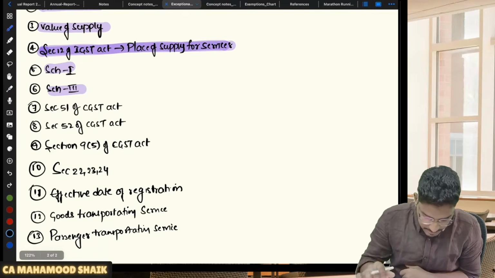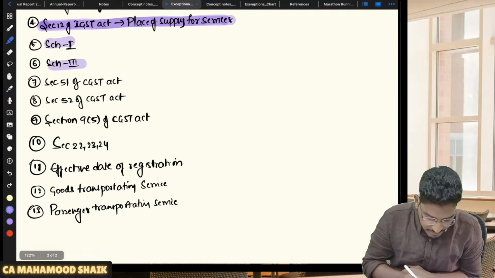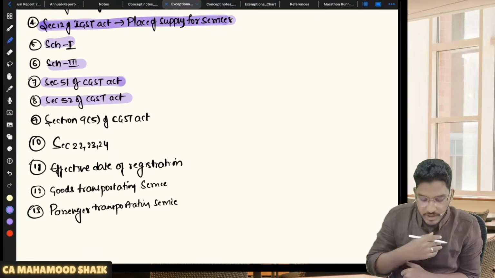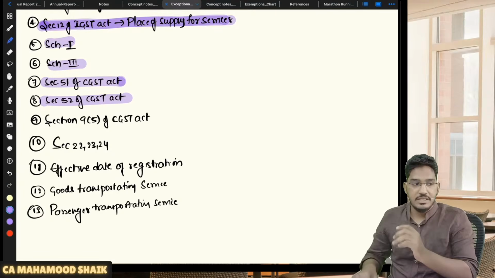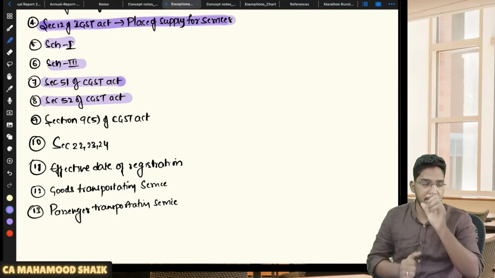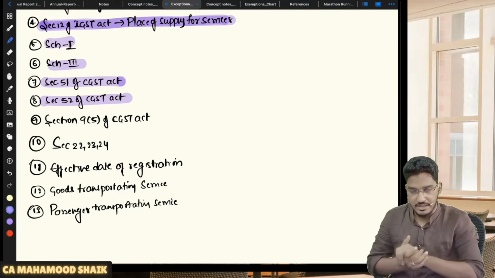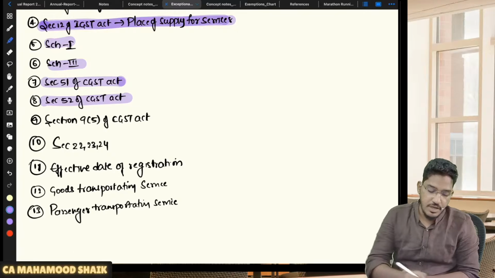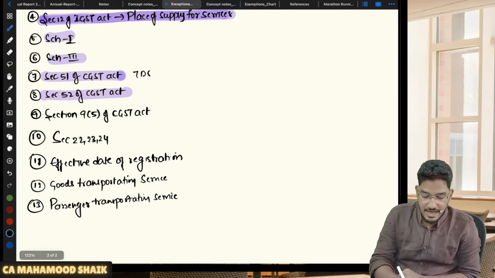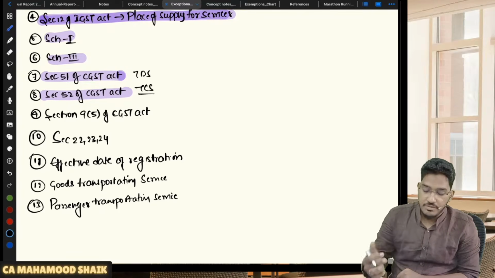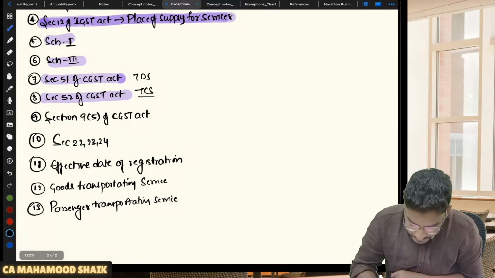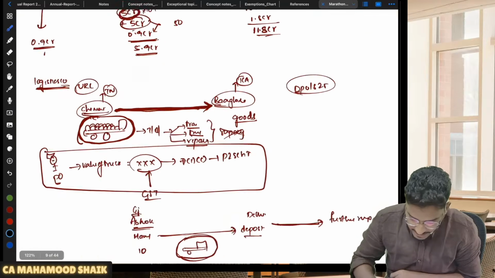Now the next concept which I want to pick here is Section 51 of the CGST Act and Section 52 of the CGST Act. Why? Because these days we are seeing a continuous question, one dedicated question they are asking from either TDS or TCS. So let us try to cover it. Section 51 talks about TDS and Section 52 talks about TCS. First we will try to understand the TDS concept.